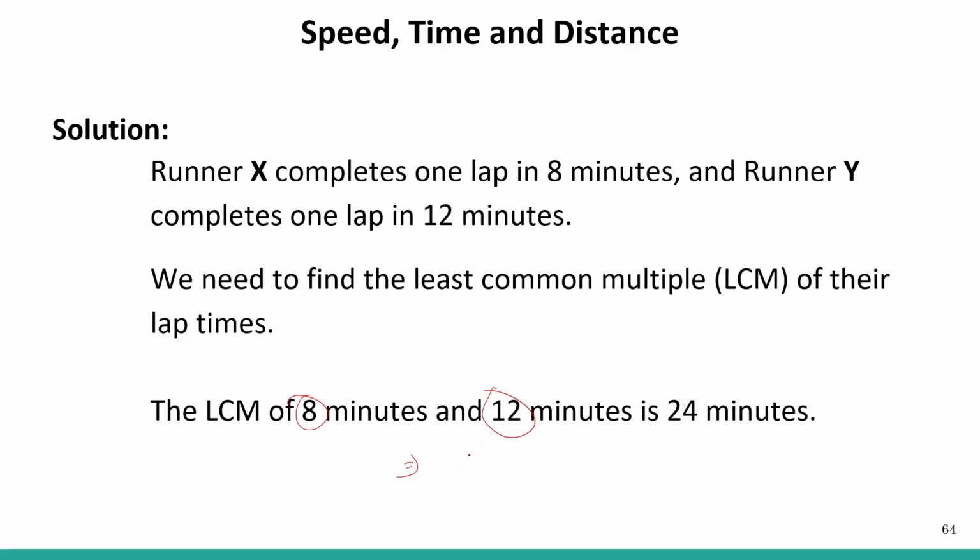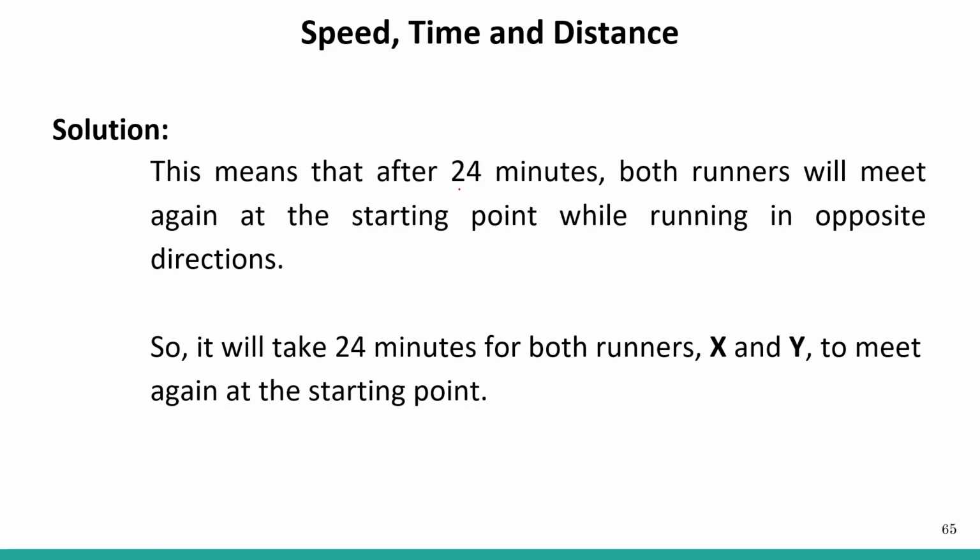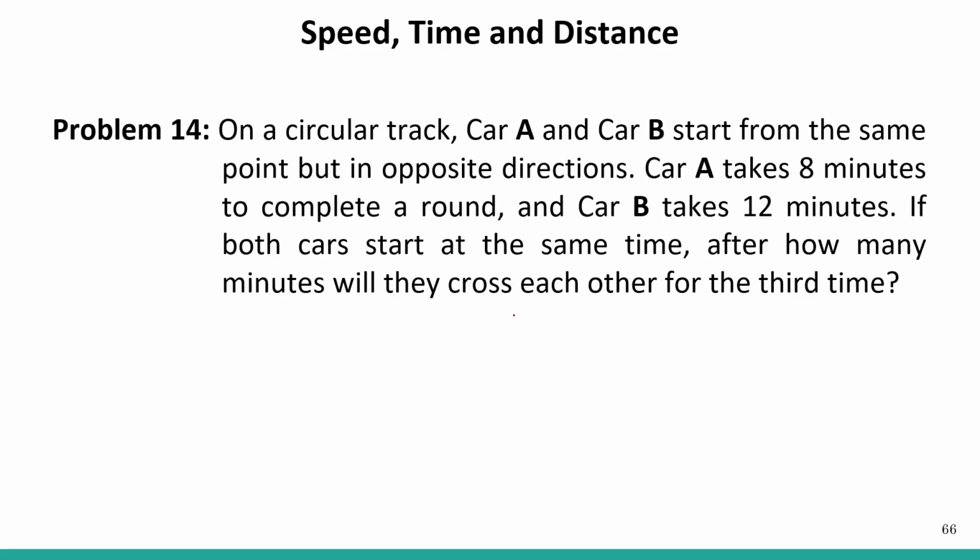No, not 60. It will be 120. Okay. So it will be 24 actually. Okay, because 8 into 3 is equal to 24 and 12 into 2 is equal to 24. So it is 24 minutes. Okay, so that means after 24 minutes both the runners will meet again at the starting point while running in opposite directions. So it will take 24 minutes for both X and Y to meet at the starting point again.